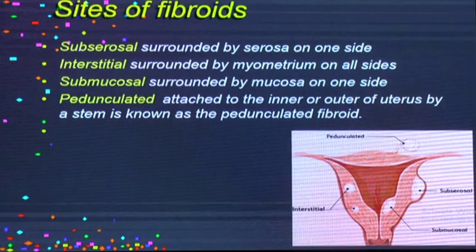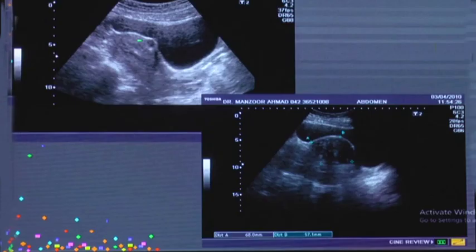Depending upon its location, fibroids are either subserosal, when one side of the fibroid is surrounded by serosa, interstitial, when all of its sides are surrounded by myometrium, submucosal, when it is close to the mucosa, and sometimes it is a pedunculated fibroid where we can see a stem of the fibroid as well. Here, as you can see in this picture, is a small subserosal fibroid.